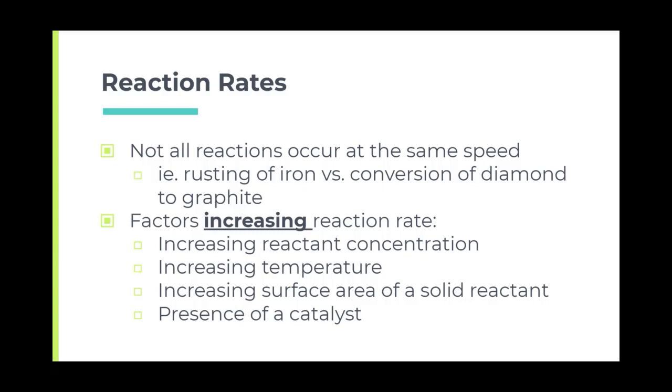Because reactions can occur at different speeds, there are also different ways that we can increase the reaction rate. Here are 4 ways that you can increase it. One is by increasing the reactant concentration. By increasing your reactant concentration, you have more reactant particles that are able to interact with one another to try to produce a product.